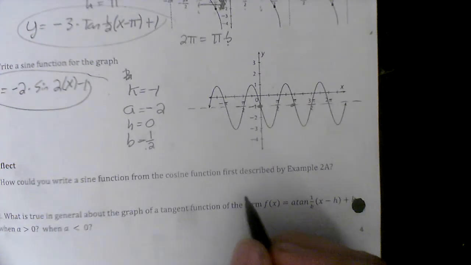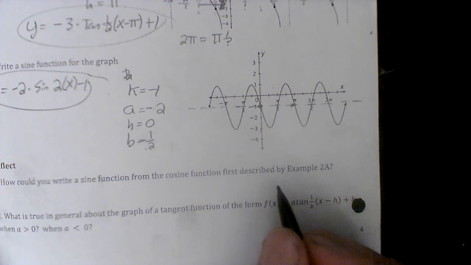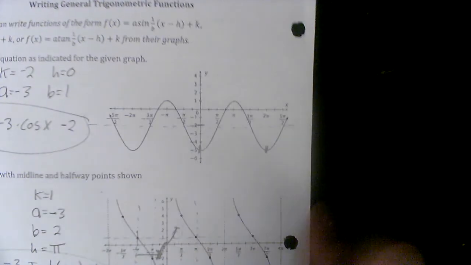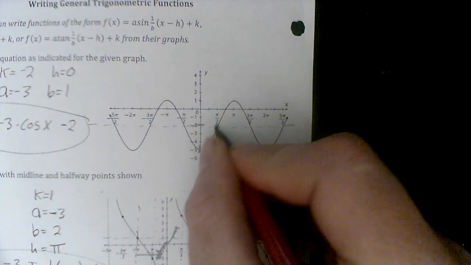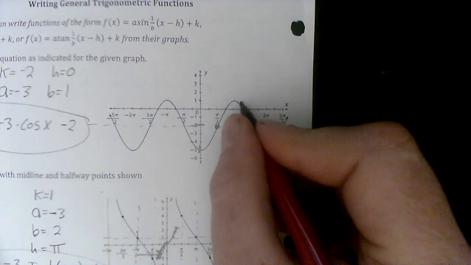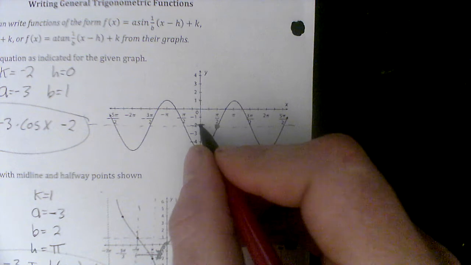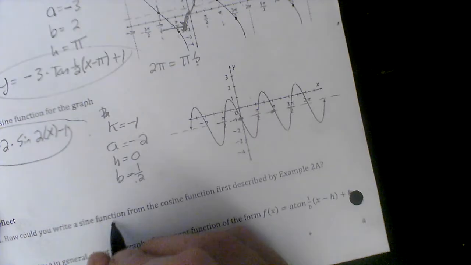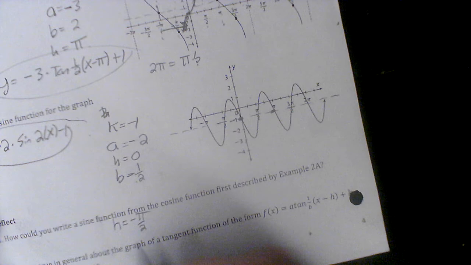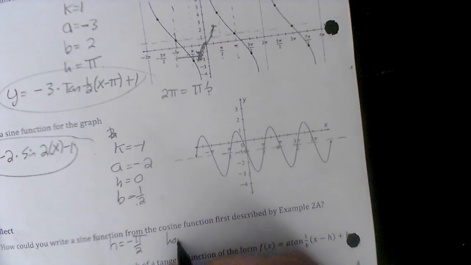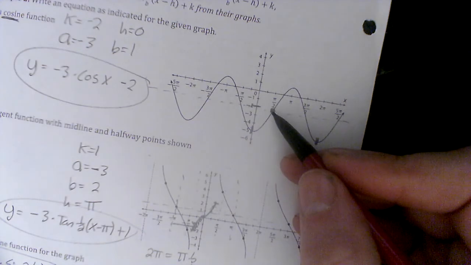How could you write a sine function from a cosine function? Well, a sine function, if I did everything but h, would start right here, right in the middle going up. So I'd have to take it and make my h value negative pi halves to back up. So h would equal negative pi halves, horizontal shift. Basically the same function except the starting point.